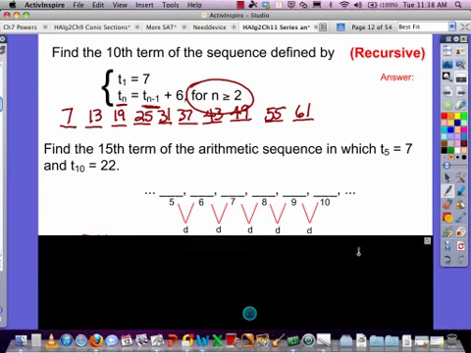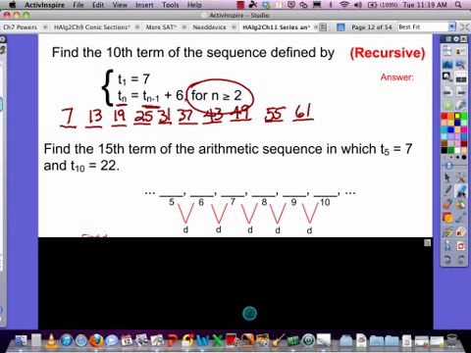Then it says find the 15th term of the arithmetic sequence in which t sub 5 is 7 and t sub 10 is 22. So a couple key pieces here. Obviously the t sub 5 is 7 and the t sub 10 is 22. But it said we were an arithmetic sequence, and we definitely want to find the 15th term. So right now, all I wrote down was a little sequence of what we know. So the sequence started off at some point, and then on the 5th term, based on what we have here, the 5th term was 7. And the 10th term was 22.